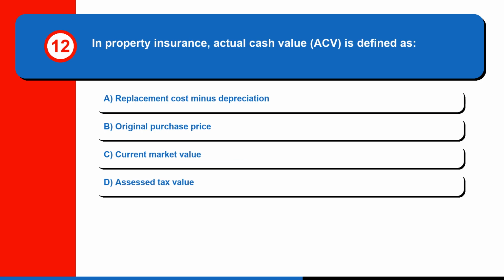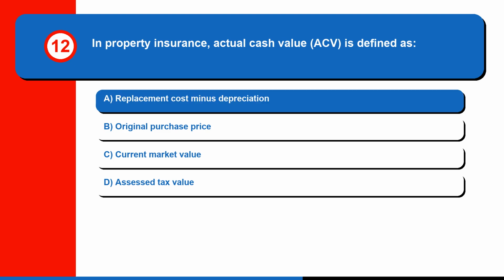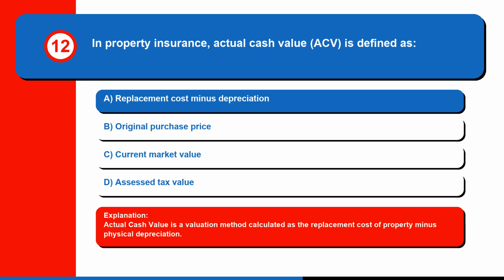Question 12. In property insurance, actual cash value, ACV, is defined as A. Replacement cost minus depreciation. B. Original purchase price. C. Current market value. Or D. Assessed tax value. The correct answer is A. Replacement cost minus depreciation. Actual cash value is a valuation method calculated as the replacement cost of property minus physical depreciation.